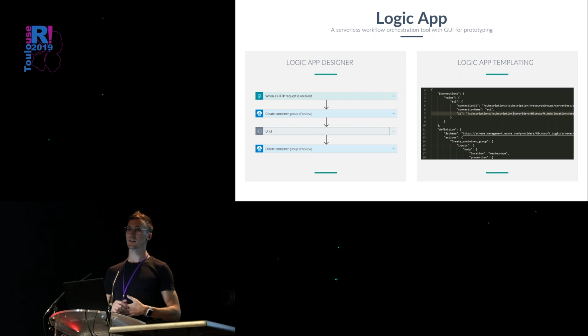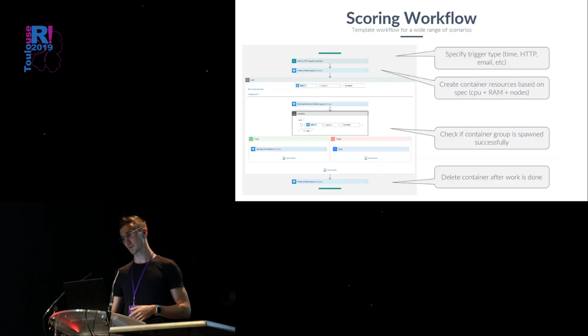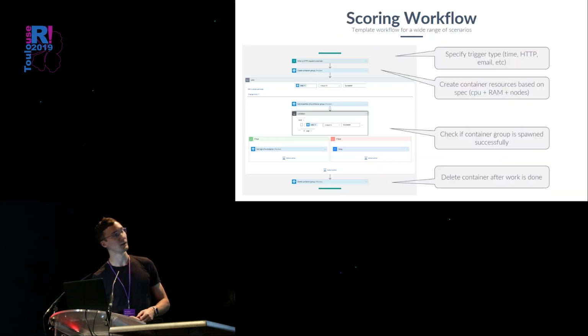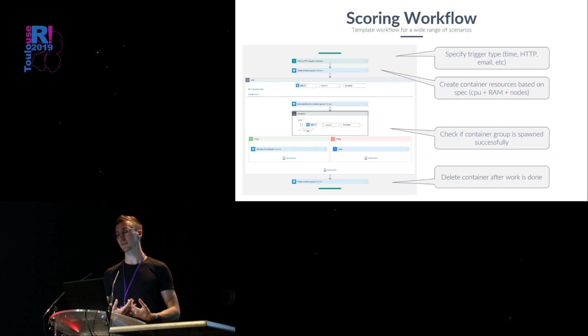So what it is, in a sense, is just a huge JSON file, which makes it very convenient to version control and to modify in a programmatic fashion. So that's what we do in a sense. To give you a high-level overview, how you can set up a scoring architecture.